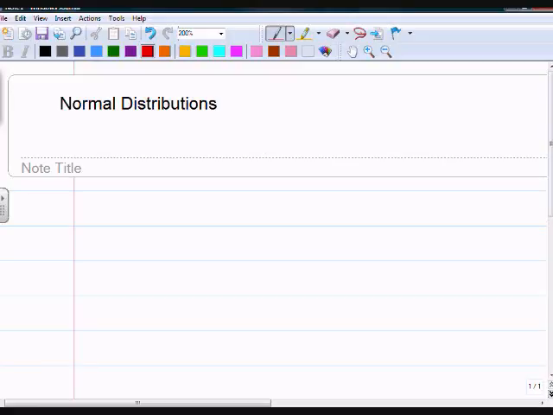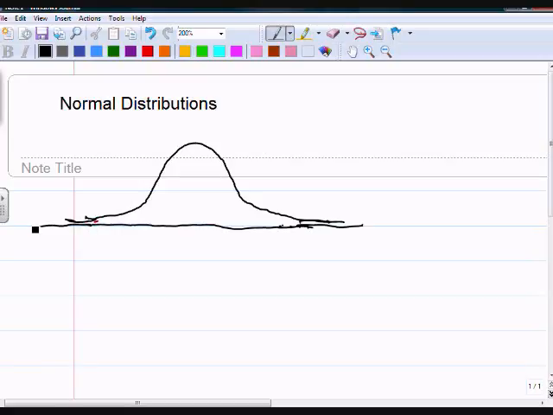So, a normal distribution is a particular density curve. I'll put my horizontal axis here. It is low on the ends, peaked in the middle, and flattens out on the ends with an asymptote of y equals 0.